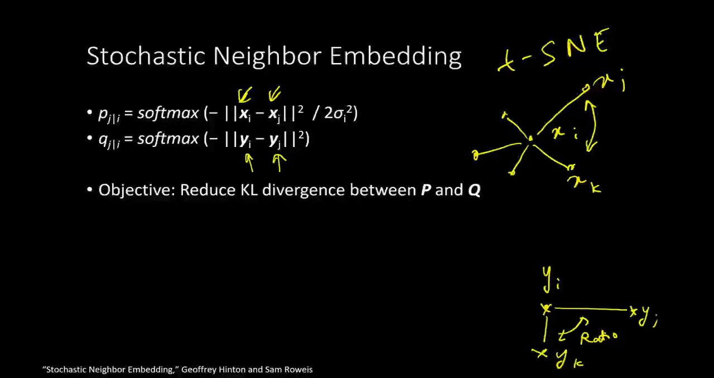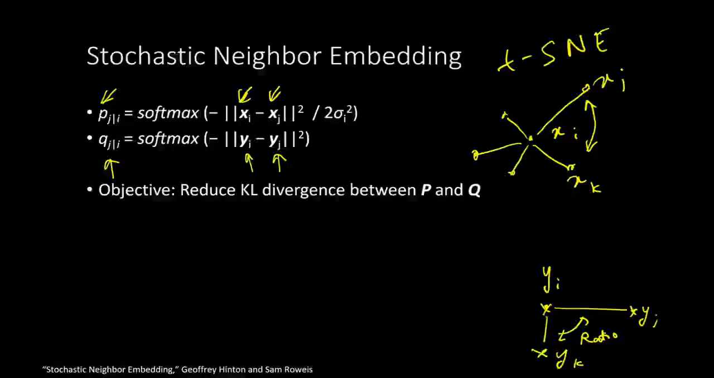And we don't want to actually find the mapping per se, we just want to find the yi's that will give us that kind of all-to-all relationship. So the way this is done is that we define the probability of point j given point i, and we find the probability of point yj given yi, and we say that these probabilities should be close to each other.